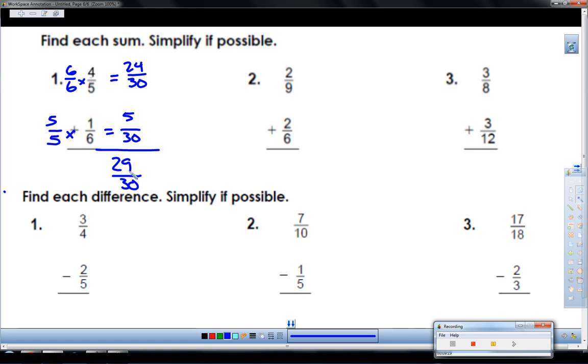You can check to see if you can simplify. What do 29 and 30 have in common? If you use the back of your orange sheet, you'll notice the only factor they share is 1. That's in simplest form.